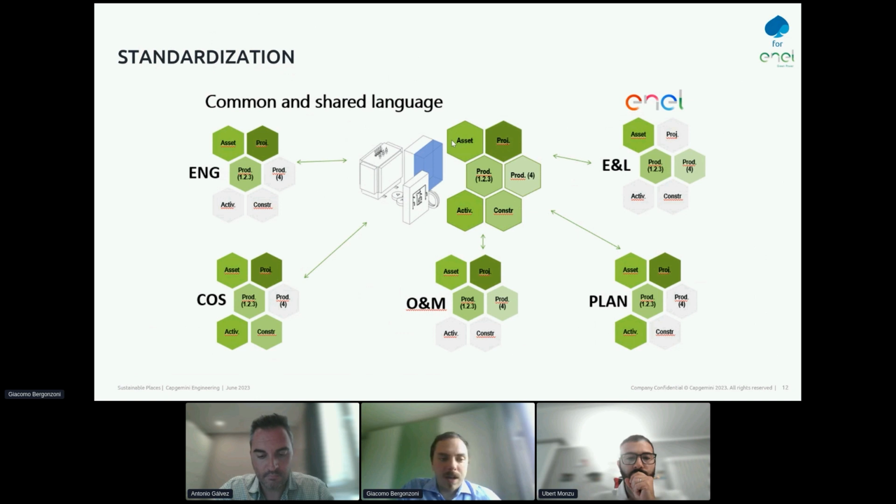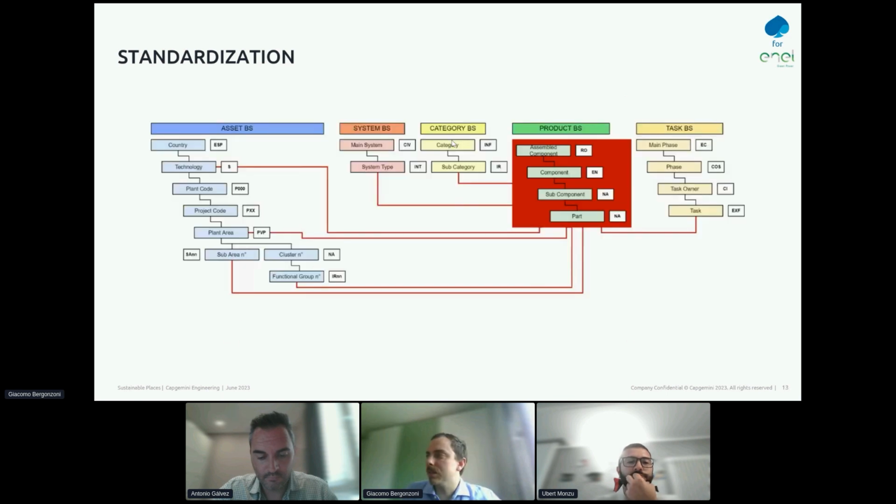So we developed a common and shared language based on a classification system that is customized to the needs of Enel, and was created to tag and classify all the types of objects with information about the asset, the reference project, the type of product, the activities, the construction phase in which we are. And so with this classification system, it's possible to share the information and talk in the same language to all the systems of the different departments.